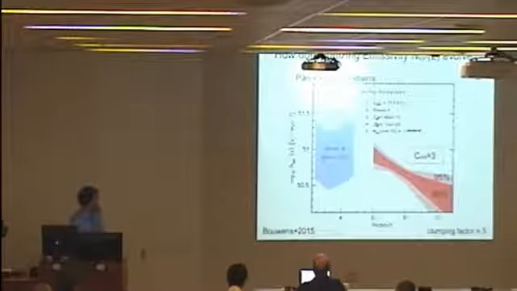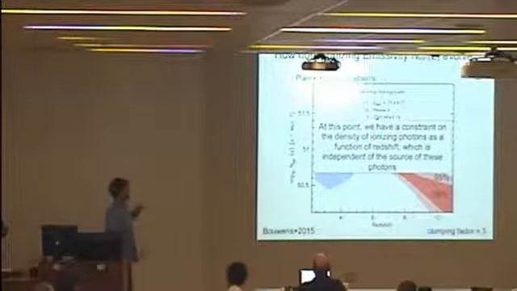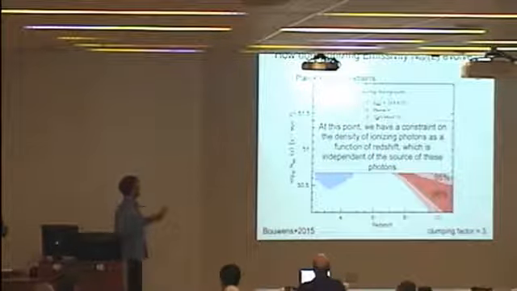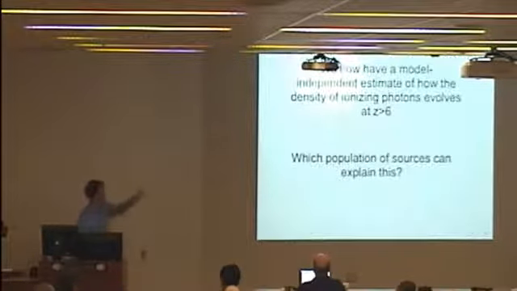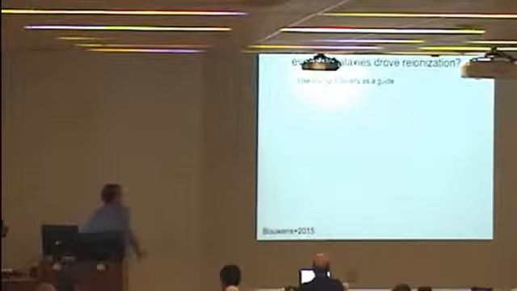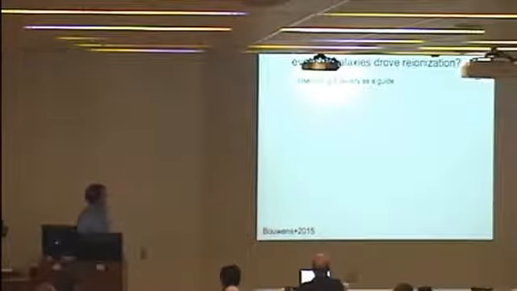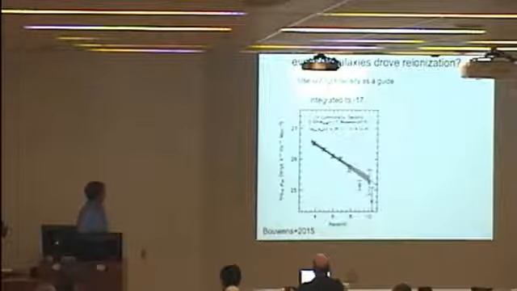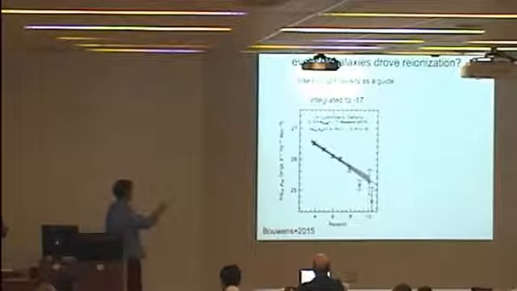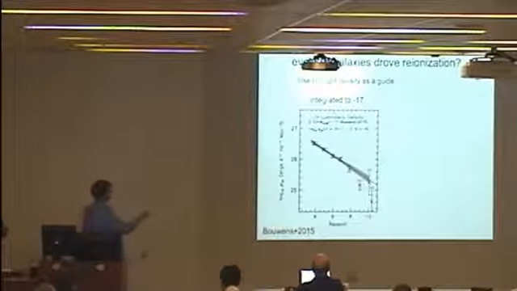Now let's see. What can we fit this with, in terms of various populations? We have a constraint on the ionizing photons as a function of redshift, which is largely independent of the source of the photons. There are still some model dependencies. So what population of sources can explain this? Let's say galaxies do this. How fast would this density of ionizing photons change?